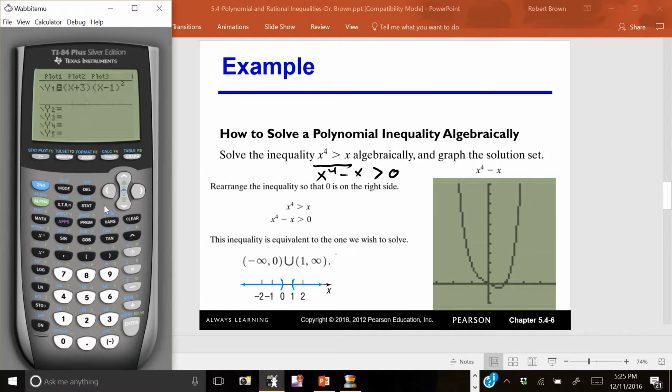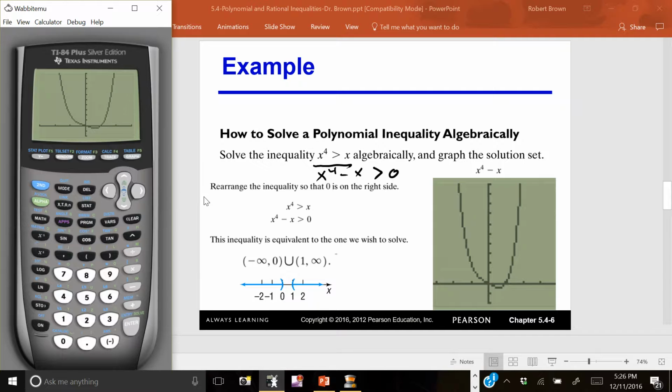Let's make sure you can put this into your calculator. We put x to the 4th minus x, zoom to the standard window, and we probably want to zoom in a little bit, so let's change the window from minus 3 to plus 3, and from like minus 2 to 10, and graph it.